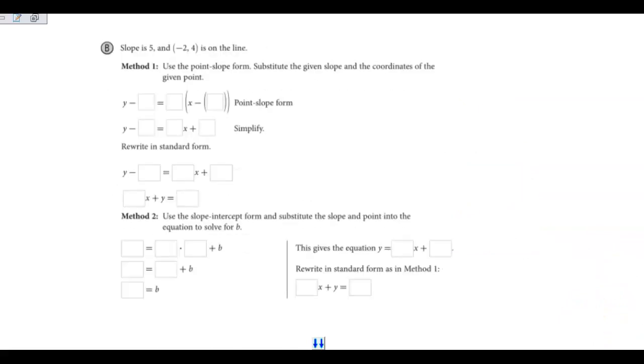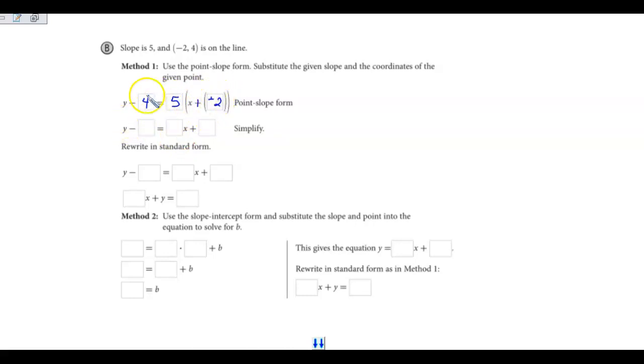So if we have a slope of 5 and a point -2,4 is on the line, we want to write it in the point slope form. So we know that it's y minus our y1, and in this case it is 4, equals our slope, which they told us is 5, and then we have x minus our x1, which is -2. And I know that I can change that to plus 2.